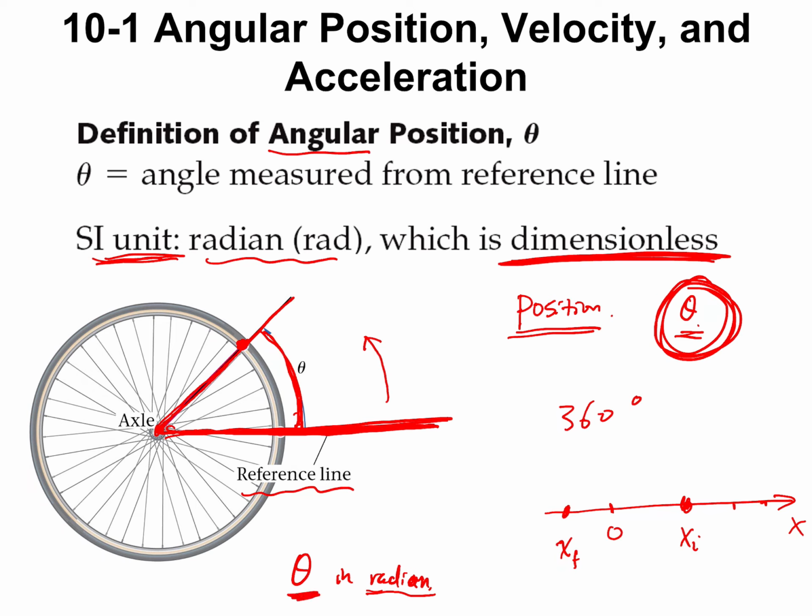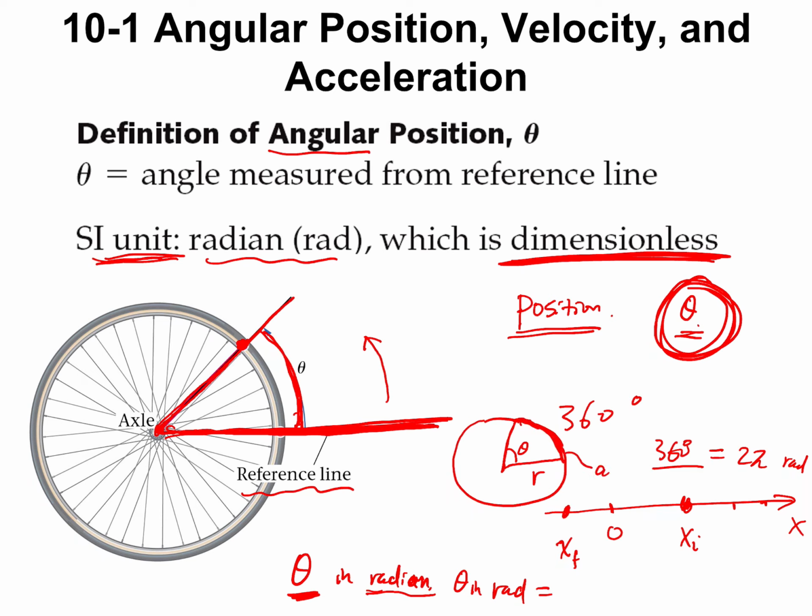So we describe angle in radians. What's a radian? If the whole circle is 360 degrees, the radian to describe this angle is 2 pi radians. So the definition of radian, theta in radians, is this. For any angle, it's a circle, right? You have a radius, and you have something called arc length. So this length is called the arc length.